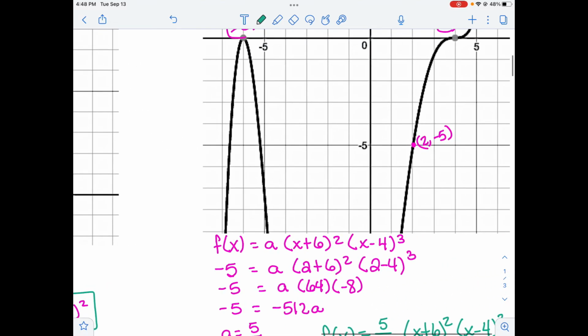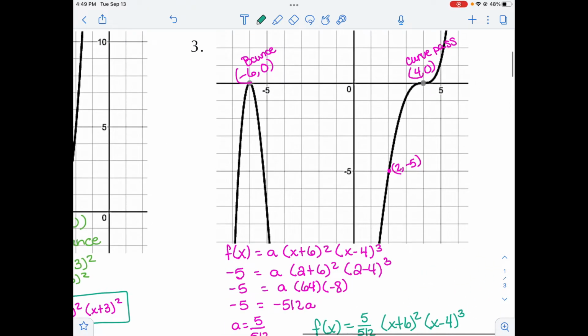Now, for the last one on this row here, we have a bounce, it's -6, 0, a curve pass, that's 4, 0, and then I picked another point that I clearly see. Unfortunately, we don't have the y-intercept on these. That is always the easiest to do because you can plug in 0 really quickly.